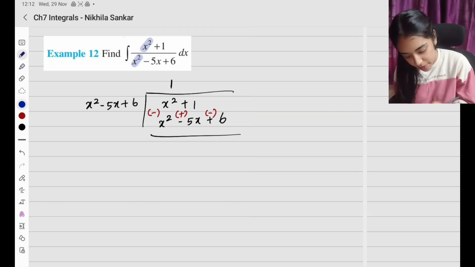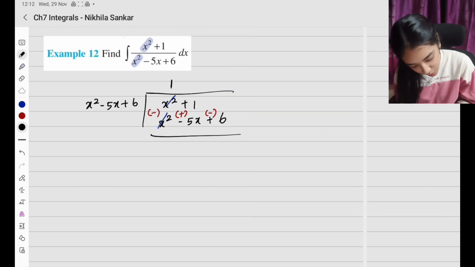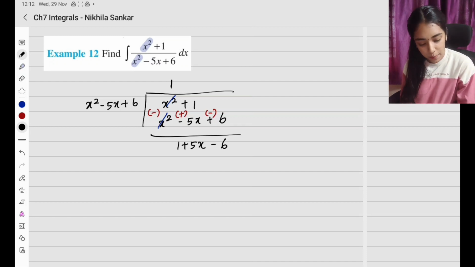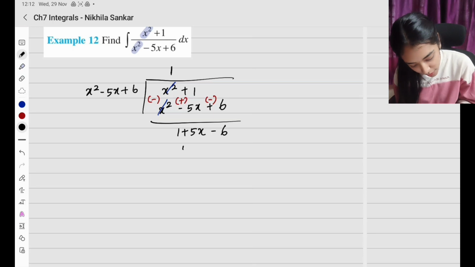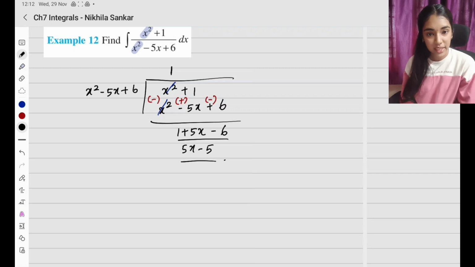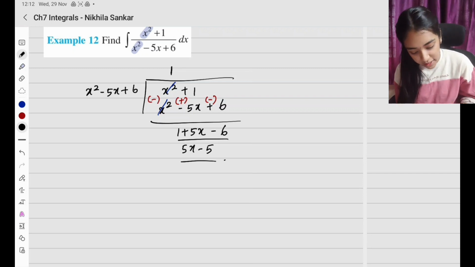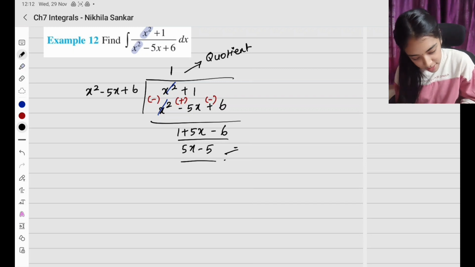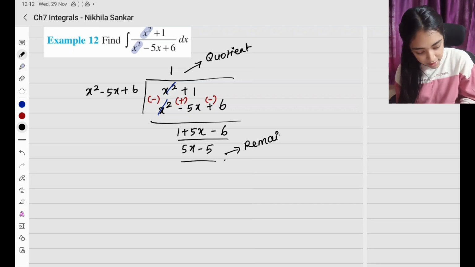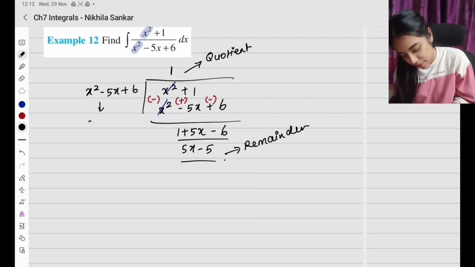Okay. Now, what happens when I cancel? I can cancel x square and x square. The remaining terms are going to be 1 plus 5x. And what is remaining? Minus 6. So, 1 plus 5x minus 6 is what is remaining. So, simplified, I have 5x minus 5. So, this is going to be the remainder. What is the quotient? 1. So, this is going to be my quotient. This is going to be my remainder. And this is my divisor.